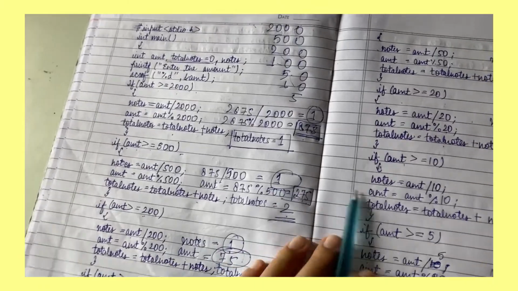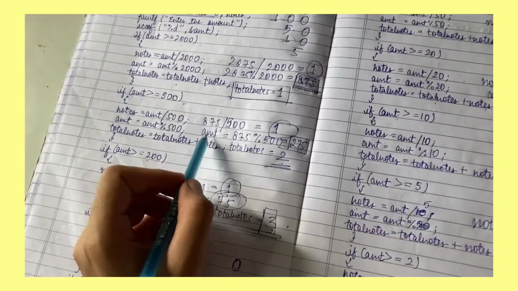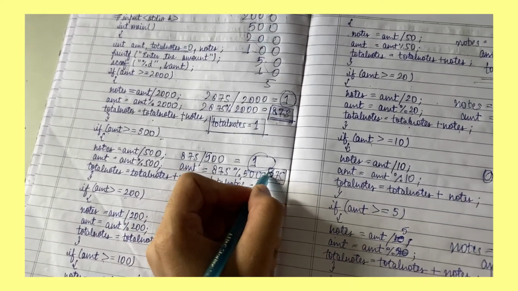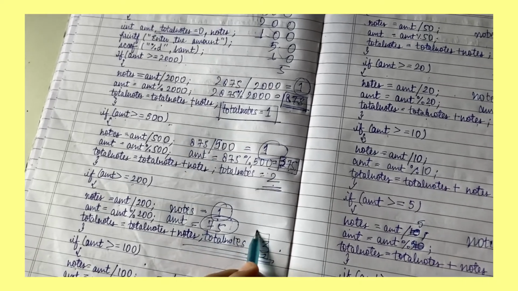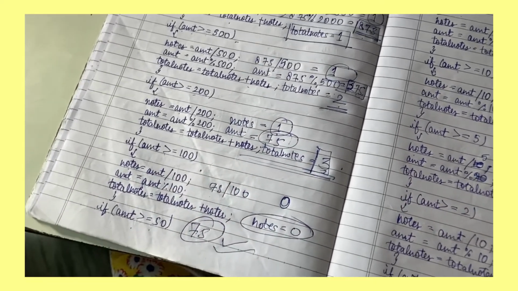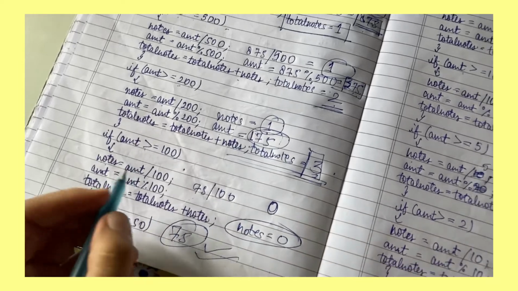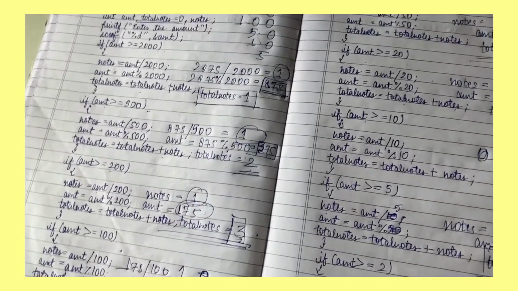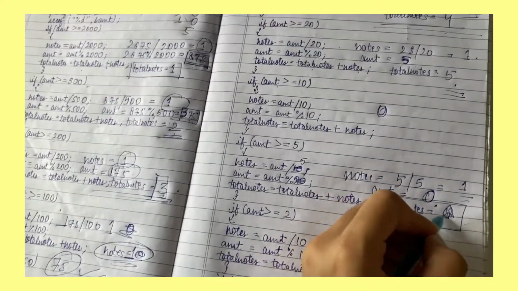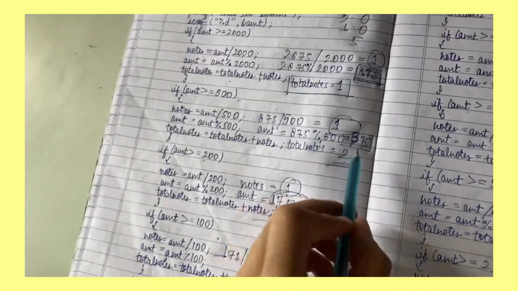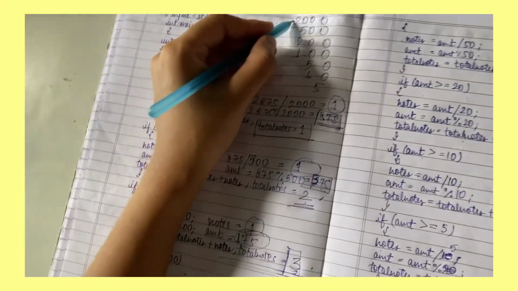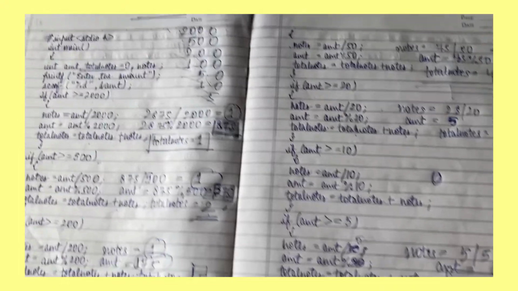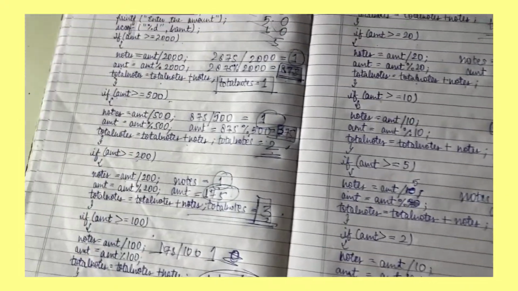There is one mistake here that we made. 875 modulus 500 is not 275, it is 375. That means we will have 175 here, and the notes will be 1 here. So one more addition to the notes, that is notes are now 7. A 100 rupee note, we made a calculation mistake here. That means we need a total of 7 notes. That is 1, 2, 3, 4, 5, 6, 7. That is total notes 7. I hope you understood this code.